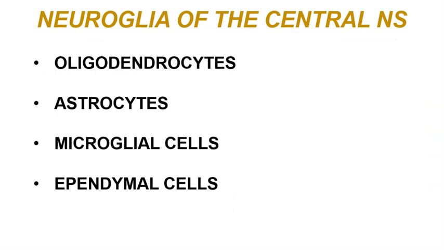First we'll examine the glial cells of the central nervous system, and then we'll take a look at the glial cells of the peripheral nervous system. There are four types of neuroglia that are associated with the central nervous system, that is the brain and the spinal cord. These four are the oligodendrocytes, the astrocytes, the microglial cells, and finally the ependymal cells.